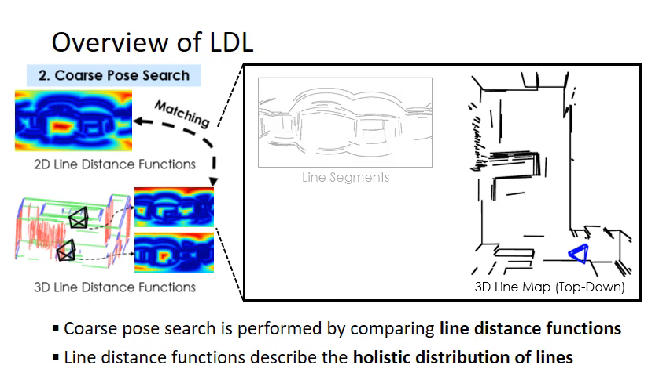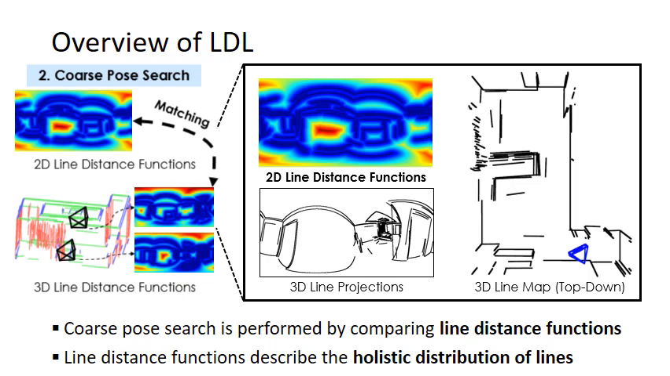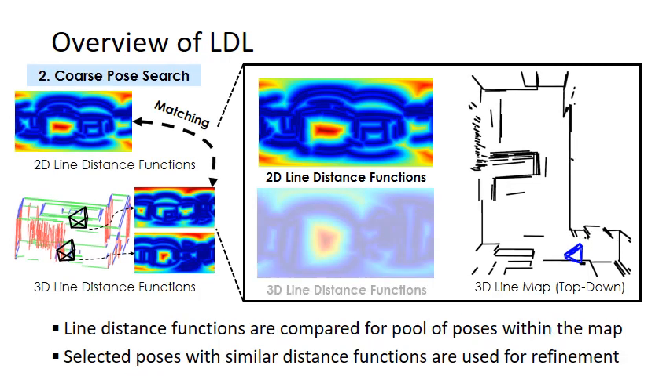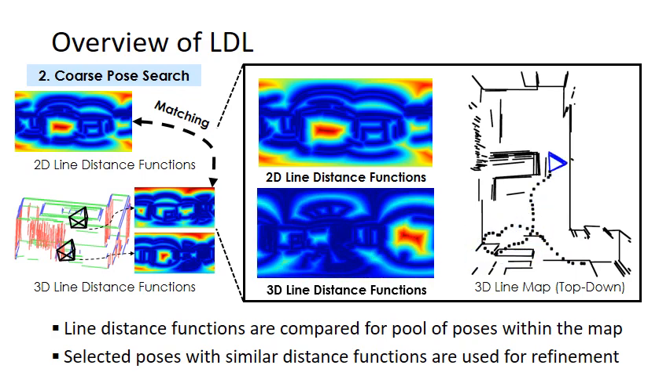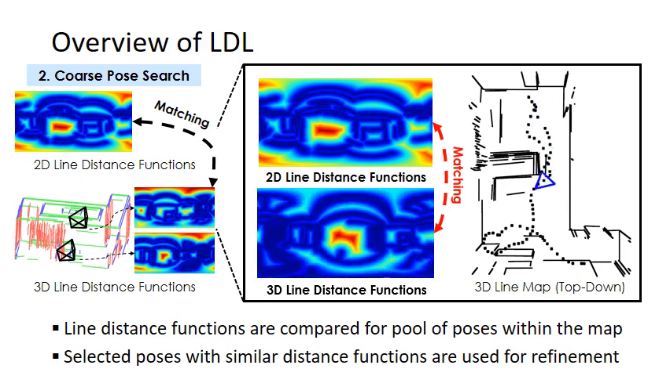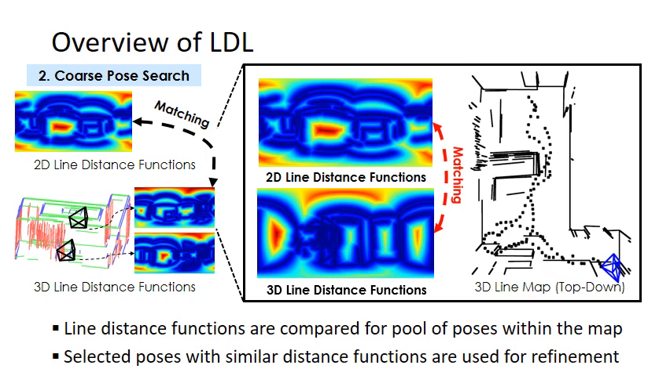First, 2D line distance functions are defined as the spherical distance to the nearest line segment. 3D line distance functions are similarly defined for a pool of poses within the map. Specifically, for each pose, we first project the 3D line segments onto the sphere and compute the line distance function values. Here is a visualization of the 3D line distance functions. The 2D and 3D line distance functions are compared, and poses with similar distance function values are selected for refinement.